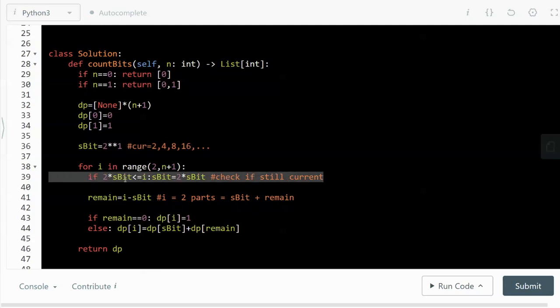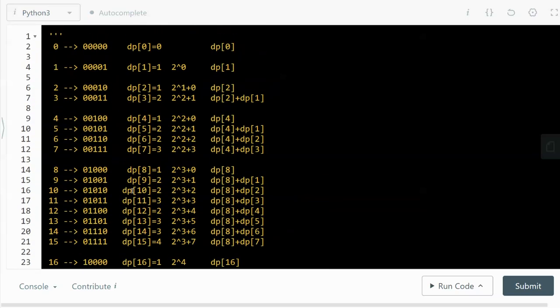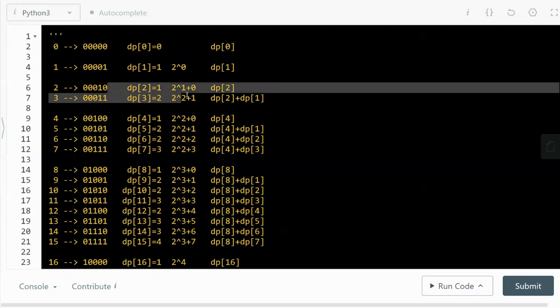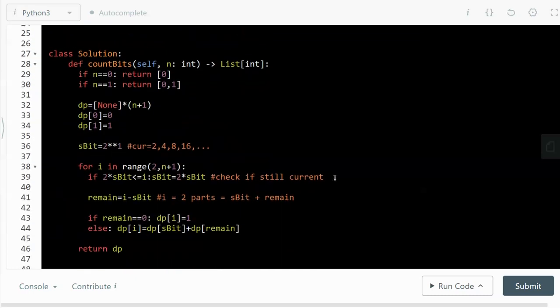So here we check whether the significant bit is current, right? If 2 times the current significant bit is less than or equal to the current number, we are safe to increase the current significant bit by multiplying it by 2. Basically we want to see which block they are in, right? For example, the current block is for this block, this one is 4, and this block is going to be 2, right? So basically this is that checking. Check if that's still the current significant bit. Is that current or not?